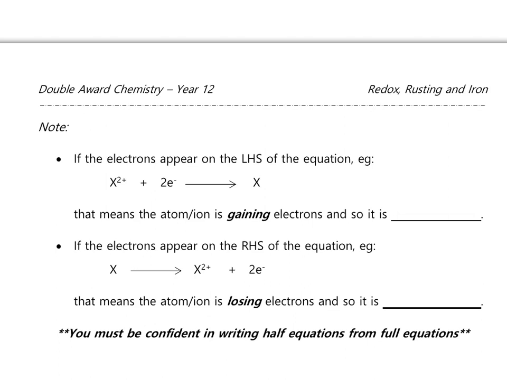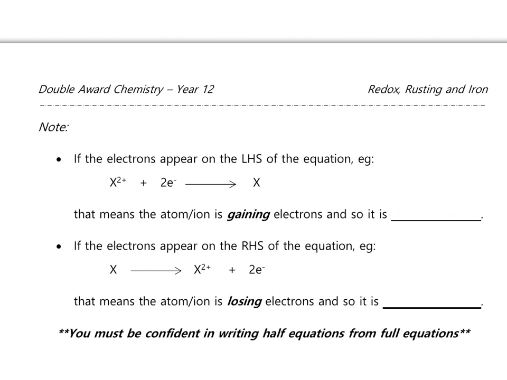And then just quickly to note before we move on to another example is just how we identify whether an atom or ion is losing or gaining electrons, and it all depends which side of the equation the electrons appear on. You may be able to understand this by looking at an equation, but if you're struggling with it, it's worth learning that if they appear on the left, it's this type of reaction. If they appear on the right hand side, then it's this type of reaction.